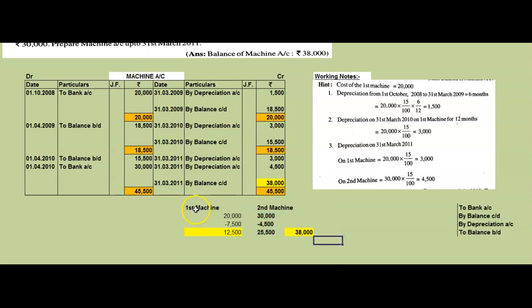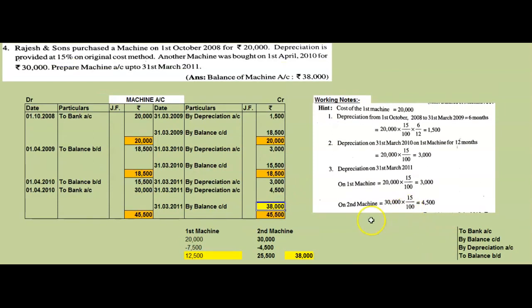So first machine value, second machine value. This is the decreased value of the first machine, this is the decreased value of the second machine, and this 38,000 is the addition of the first and second machine. So therefore we got 38,000. In this way you have to be careful while doing problems when two machines or two additions are given. Understood? So once again, if you want to understand from the beginning, I'll explain again.